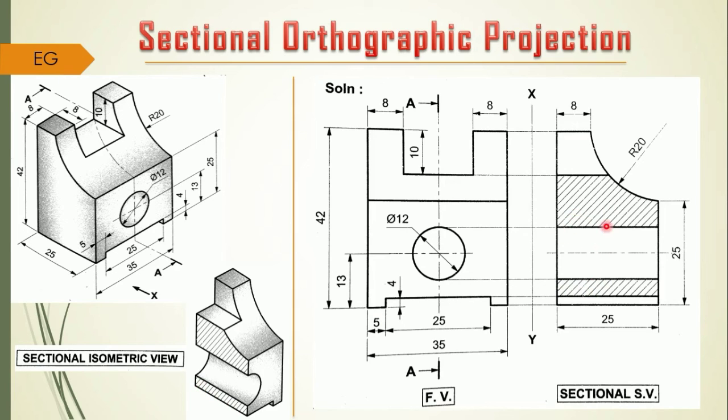So over here show the hatching lines, where the inclination angle of these hatching lines is 45 degrees with respect to your reference line xy, and the approximate distance between two inclined lines is 2 mm. So this is all about the sectional left hand side view.